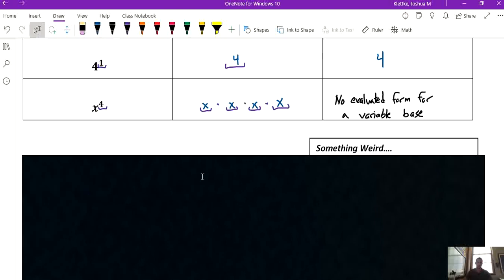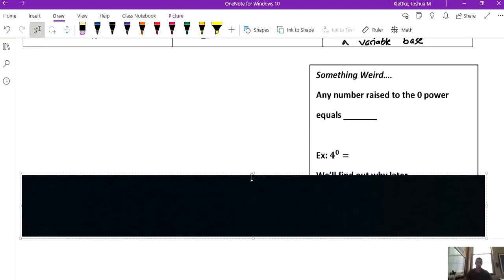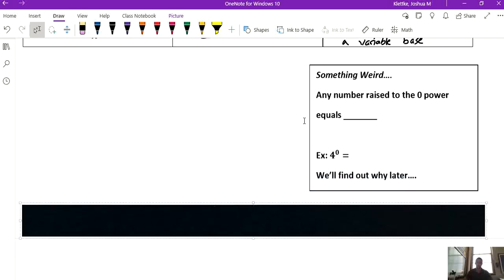Okay. Final thing we have to get down today is something weird. That weird thing is that any number raised to the 0 power always equals 1. Anything raised to the 0 power equals 1. So for an example, 4 to the 0 equals 1. 1,000,000 to the 0 equals 1. X to the 0 equals 1. Anything to the 0 power or the 0 exponent equals 1.